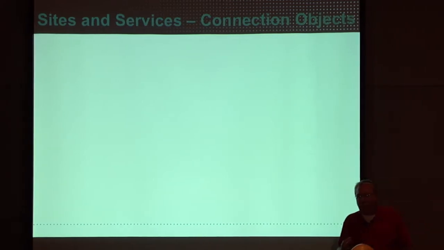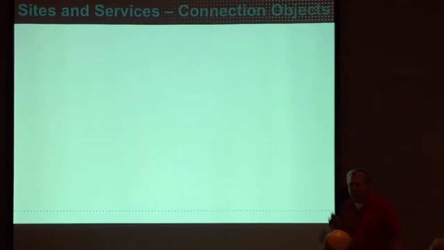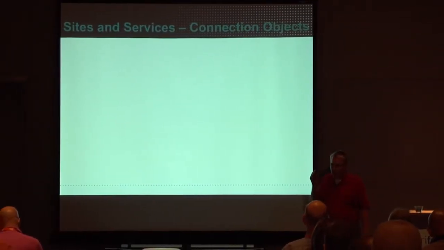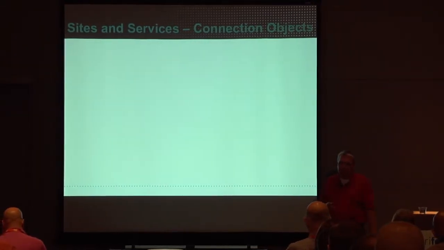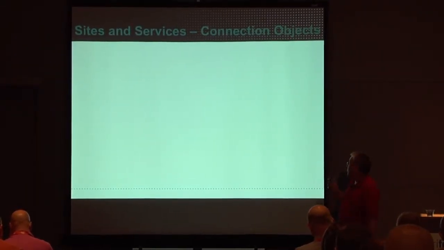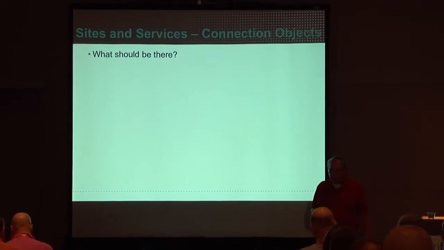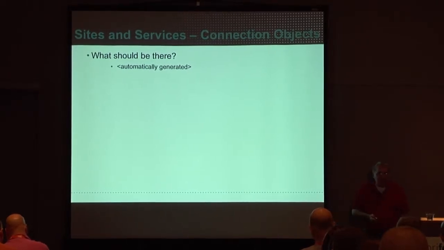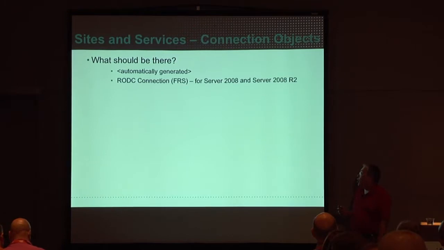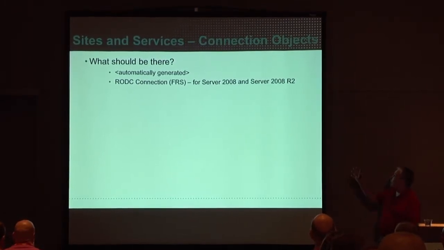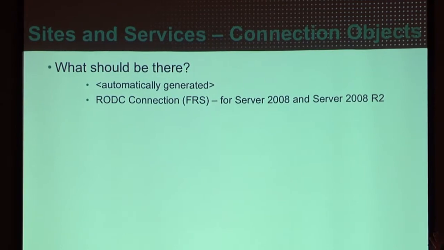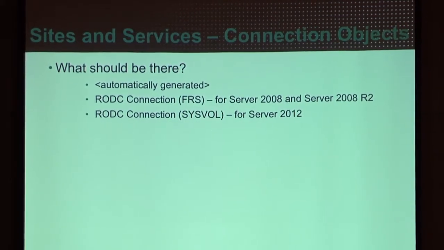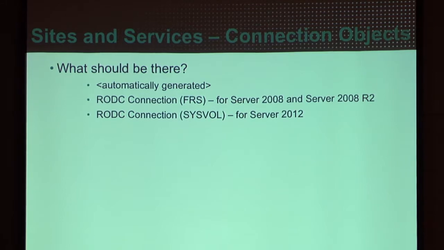Next thing I want to look for are connection objects. Specifically, I'm looking for manually created connection objects. Manually created connection objects are bad because you're short-circuiting the Active Directory process that goes out and creates connection objects. So what should be there? I want to make sure that everything says automatically generated unless you're also using read-only domain controllers. So for 2008 and R2, you'll have RODC connection FRS. For Server 2012, it will say RODC connection sysvol.